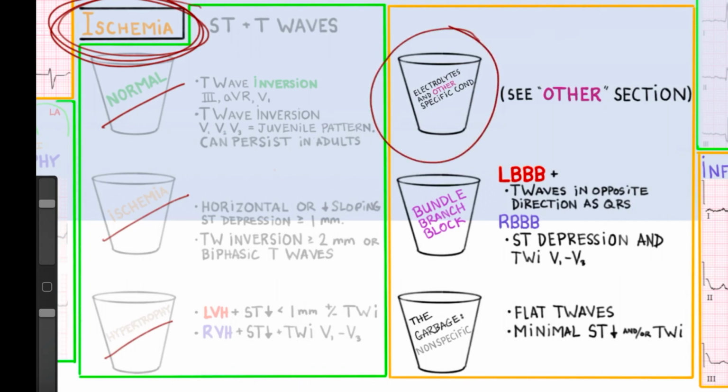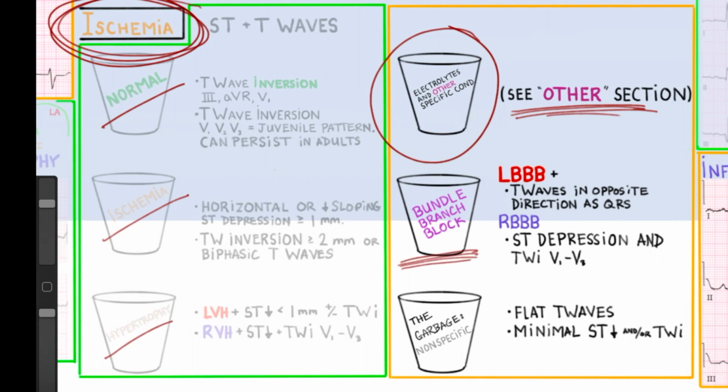So this bucket is electrolytes and other specific conditions, and I'm going to go over those in the other section. There are a lot of conditions that can cause problems with the T waves and the ST segments, and I'll talk about those in the other section. Left bundle branch block and right bundle branch block both cause ST T-wave abnormalities.